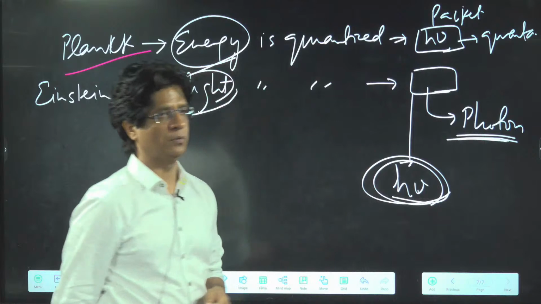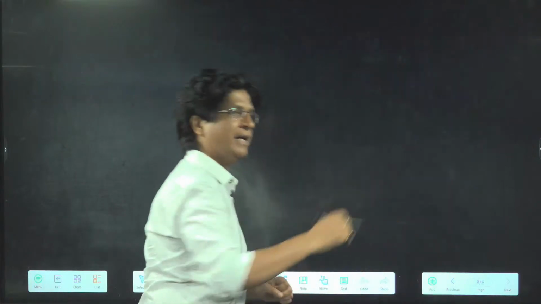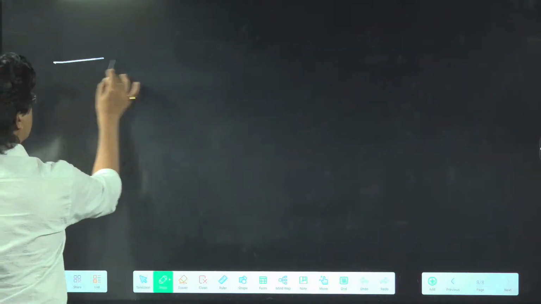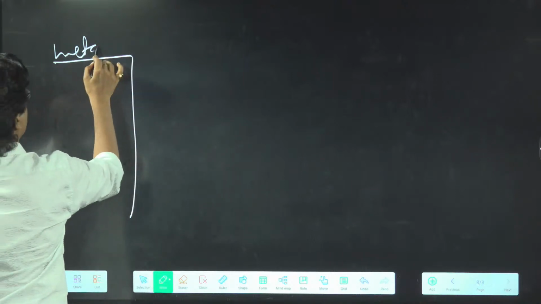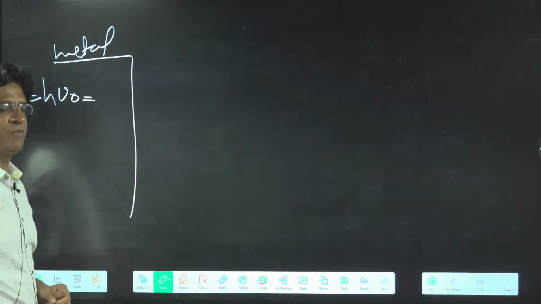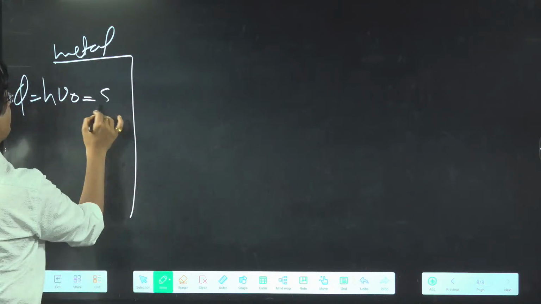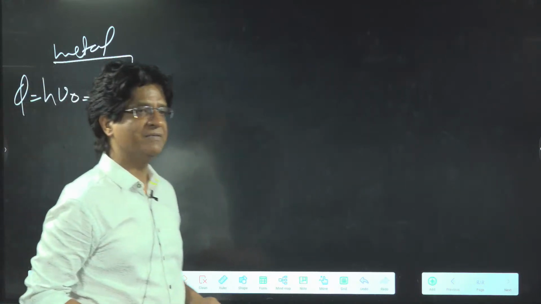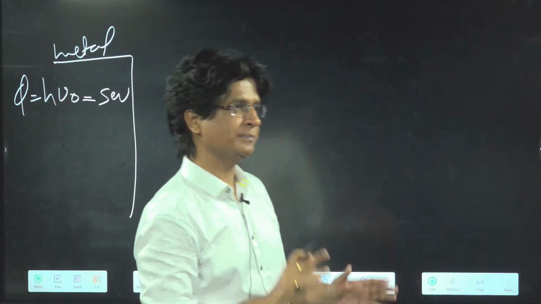Now Einstein further explained that suppose this is a metal which has a work function equal to, say, h nu naught, which is the minimum amount of energy required to eject the electron, and say it is 5 electron volt. How much? 5 electron volt. Are you getting that, boys and girls?